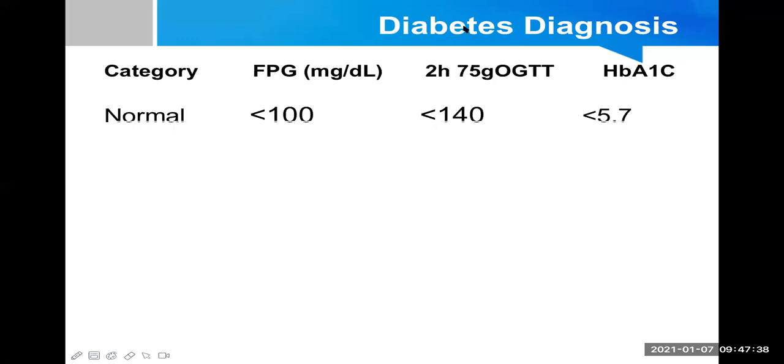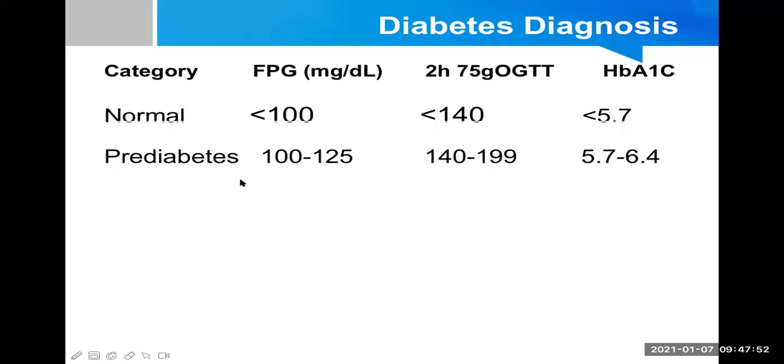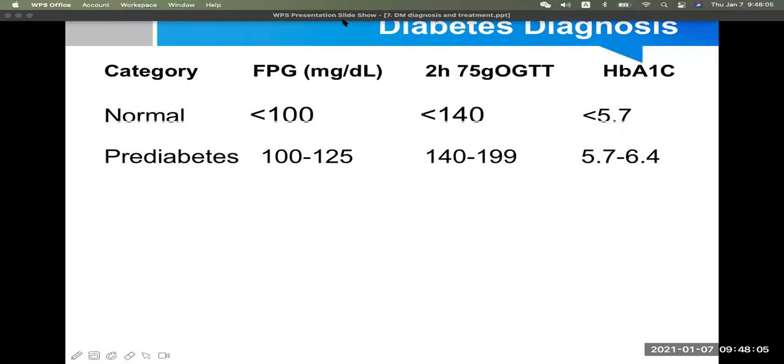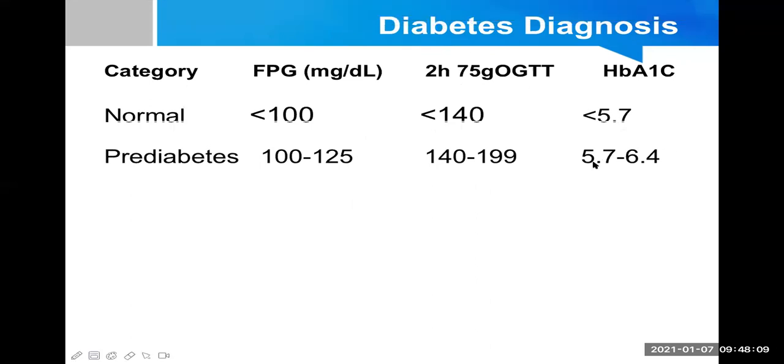And if we measure hemoglobin A1C, this is known as glycosylated hemoglobin or glycated hemoglobin, it should be less than 5.7. So this is the normal one. Now, what about the pre-diabetic range? See there, fasting plasma glucose ranges from 100 to 125. The 2-hour 75 gram oral glucose tolerance test or postprandial range is between 140 to 199. And hemoglobin A1C is between 5.7 to 6.4.